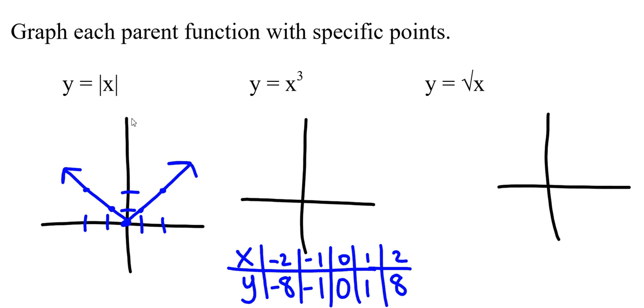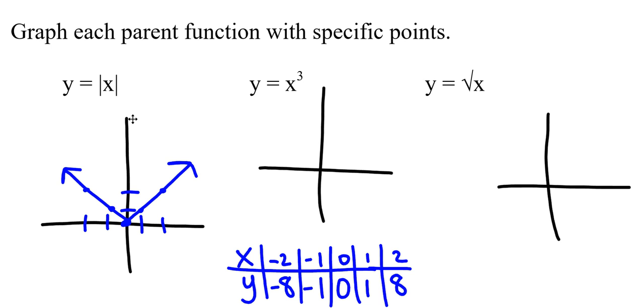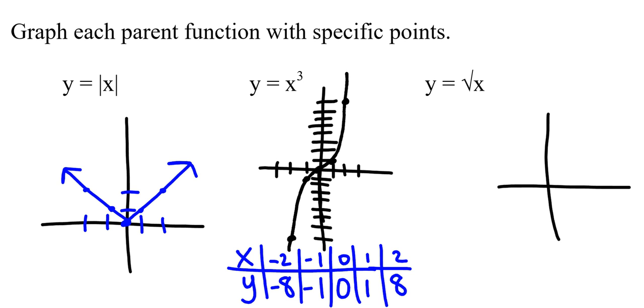So if we plot these points, I'm going to extend my graph here a little bit. Shift it up here. All right, so -2, -8, -1, -1. So I have my x to the third, which is a cubic function, and what that graph looks like, and then a square root function.